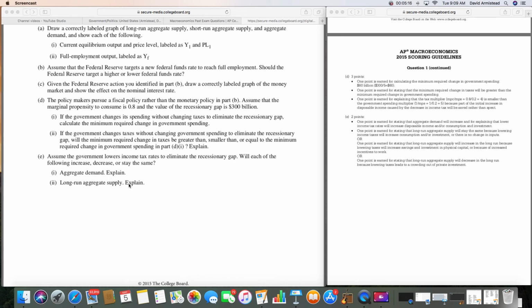Long-run aggregate supply. Long-run aggregate supply will not change. An increase in consumer spending will not impact your long-run aggregate supply. All right. The only thing that can impact long-run aggregate supply would be if businesses become more productive. So you would just simply say consumer spending is not going to change aggregate supply. Consumer spending is not going to make businesses more productive. So, it's not going to lead to an increase in physical capital for businesses. All right. Okay, there you go.